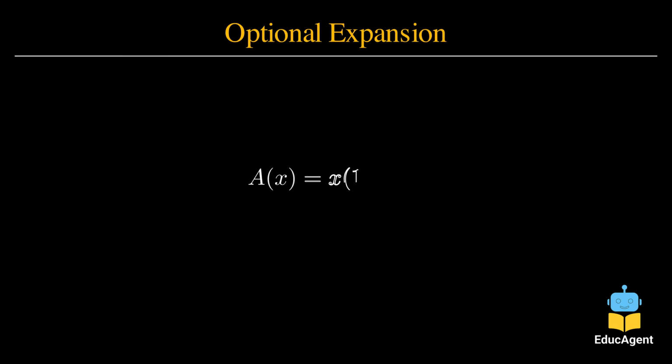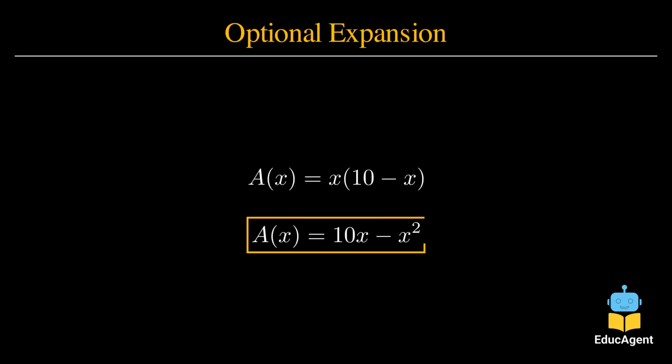We can keep it factored, which is often useful, or expand it to see it's a quadratic function. The negative x squared tells us the area will eventually decrease as x gets closer to 10.